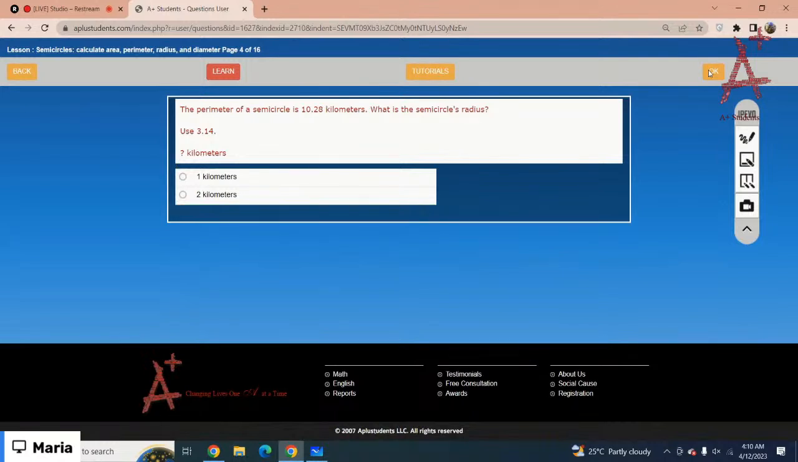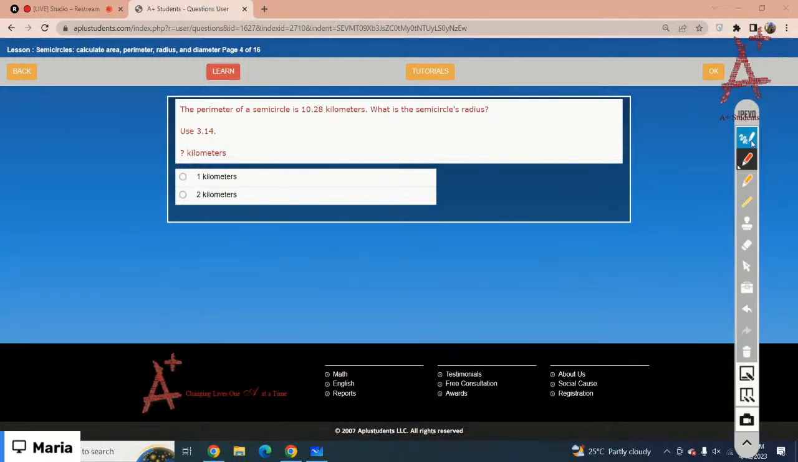What is the semicircle's radius? You have to calculate the radius of the semicircle. Got it? We know that the perimeter of the semicircle equals half the circumference plus 2 times the radius. Got it? You are given 10.28. Just multiply this by 2. Here you are left with 2 pi r plus 2r.